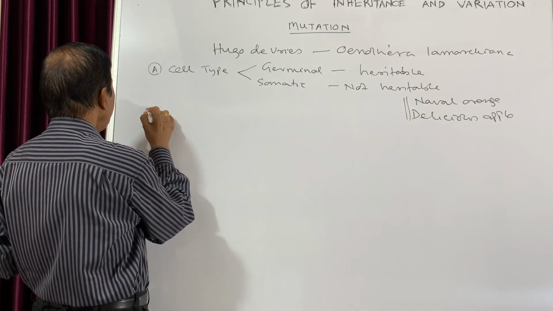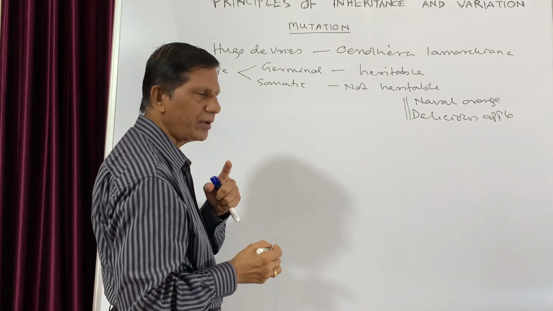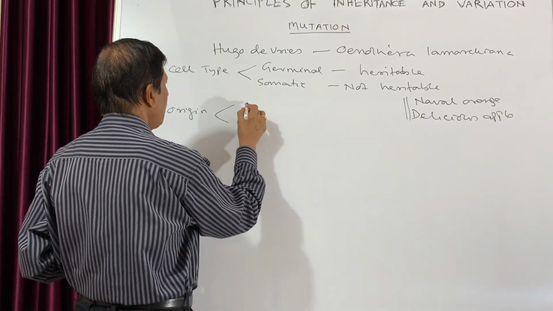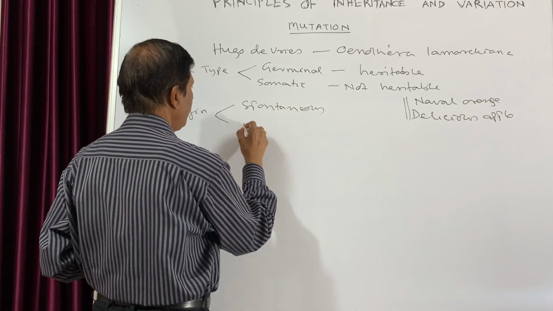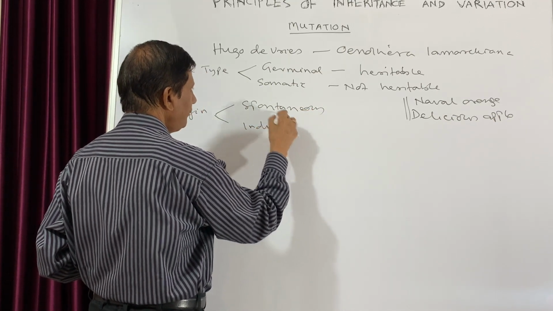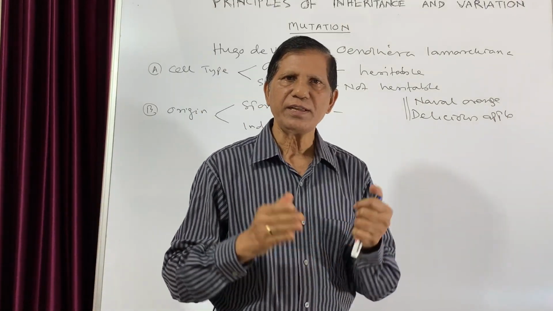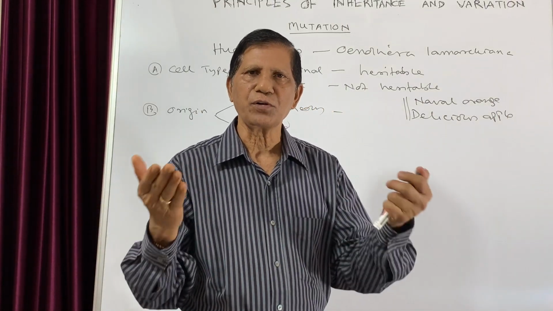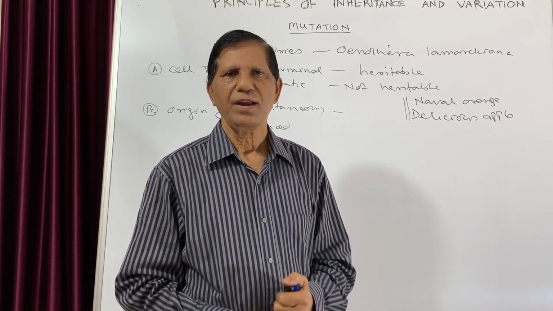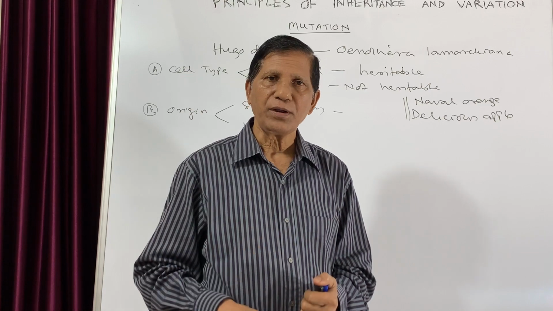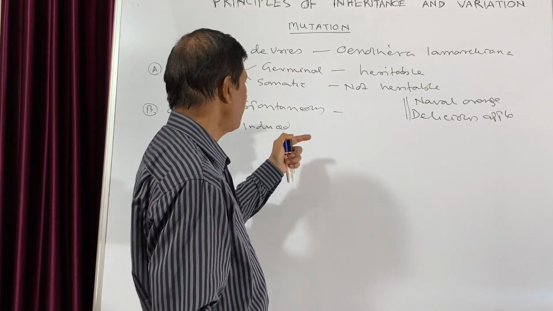Now, depending upon the origin, the mutation can be of also two types. One is spontaneous and the other is induced. Now, what is the meaning of spontaneous mutation? Sometimes in nature, the mutation takes place automatically. The reasons are environmental reasons. And when artificially we induce mutation, then it is known as induced mutation.